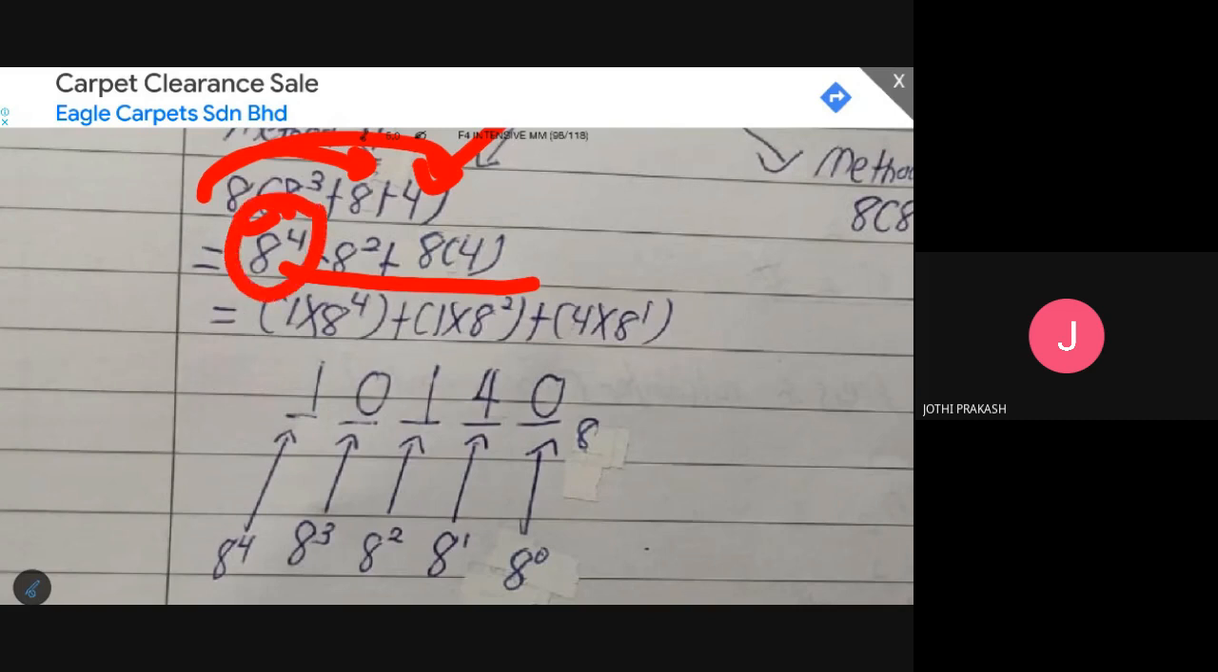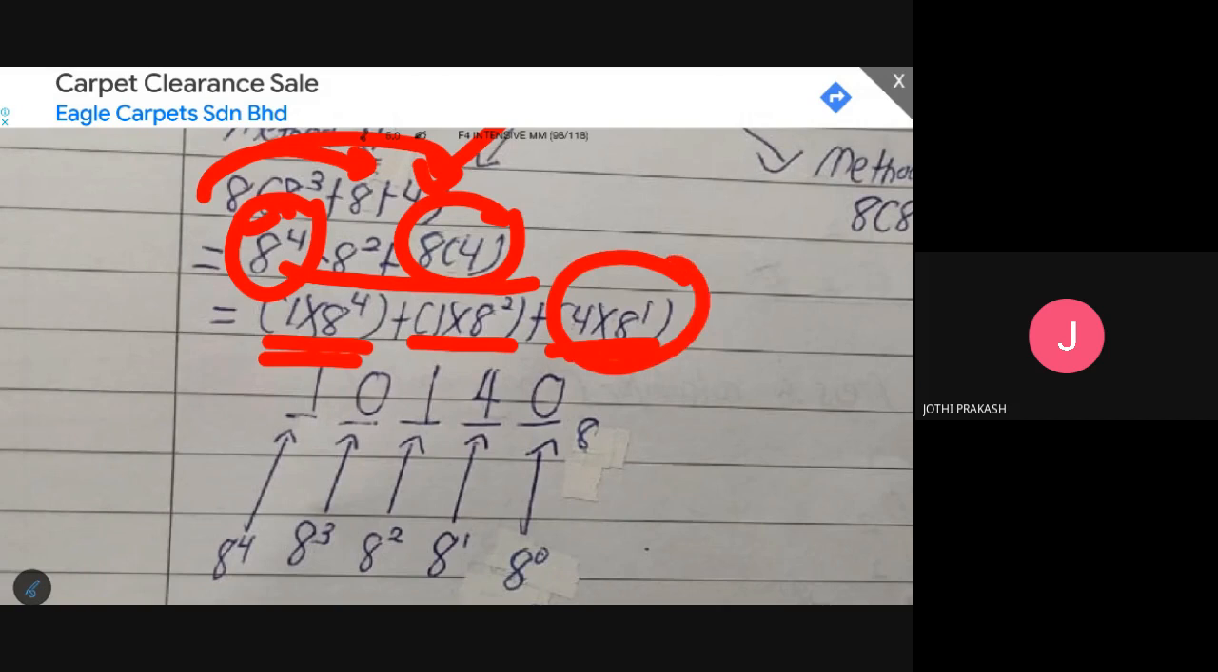Let's say 8 power 4 is actually equal to 1 times 8 power 4. Sebab satu darab dengan apa-apa nombor masih kamu dapat nilai nombor tu. Okay, 1 times any number, you will get that number's value. Same with 8 power 2, it becomes 1 times 8 power 2. And then this one, 8 times 4, you might be thinking 32. So it's actually 4 times 8 power 1. Okay? Yeah, no worries, I know. Because last week also same. Okay, so you'll get it like this: 4 times 8 power 1.